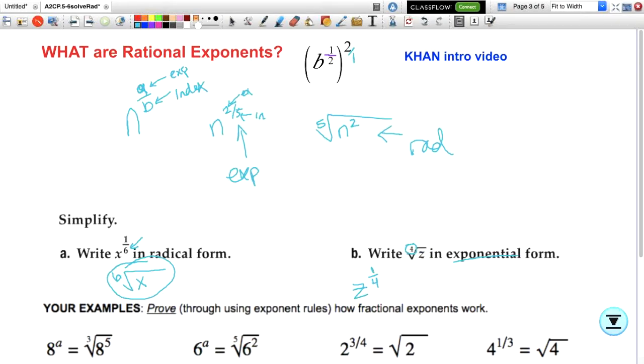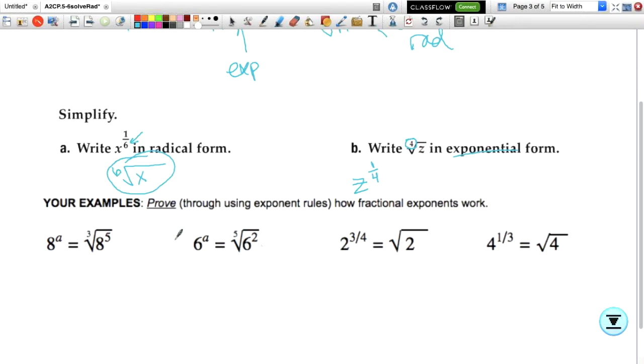Okay, let's do a couple more. We're not going to do a proof for this. I sometimes have required that in the past. I just want you to understand how we're going to go about them. Okay, so this is radical form.